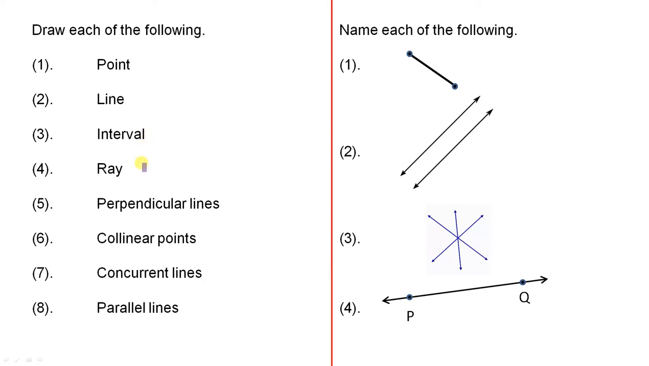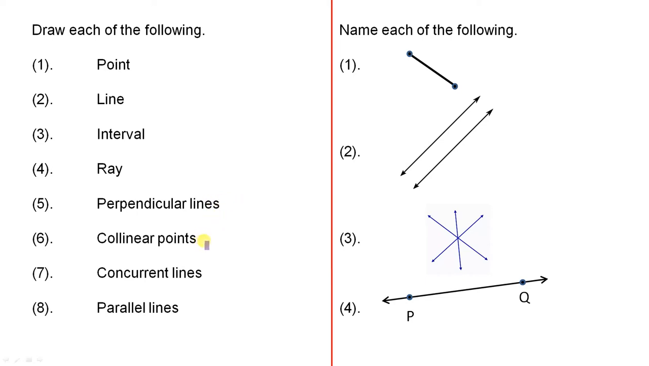Interval and ray. So those three are different. They're not actually the same type of drawing. There is a difference for each of them, so see how you go with it. Perpendicular lines, we saw those in the lesson. If you look very carefully, you will actually see what this means. That's if you go to the lesson, but see if you can do it first.